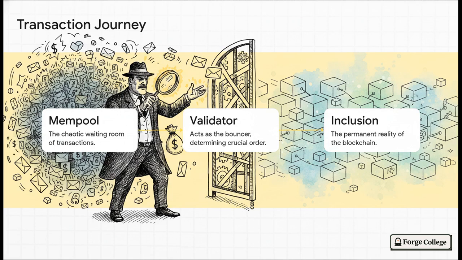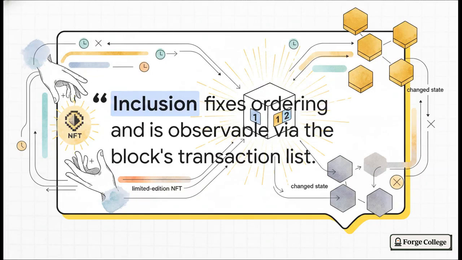Here, block builders and validators play the role of the bouncer. They look at the crowd and determine the crucial order of transactions. They're extracting value, navigating front-running bots, and prioritizing users who are willing to pay a higher priority fee or tip. This intense three-step process is the gateway from temporary intent to permanent reality. Listen to this absolutely critical concept. Inclusion fixes ordering.